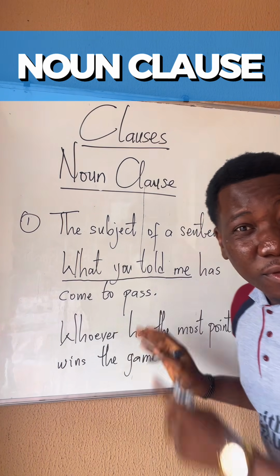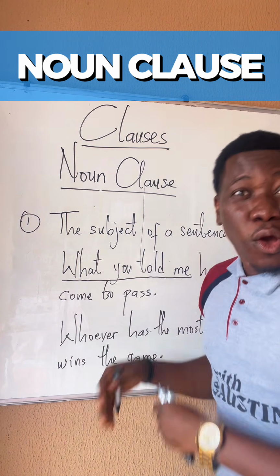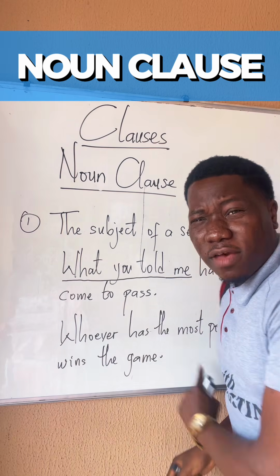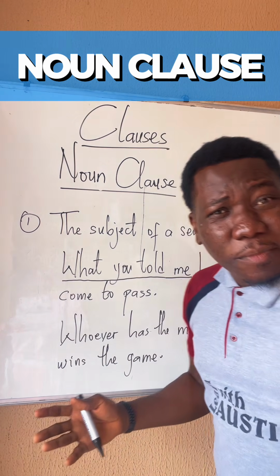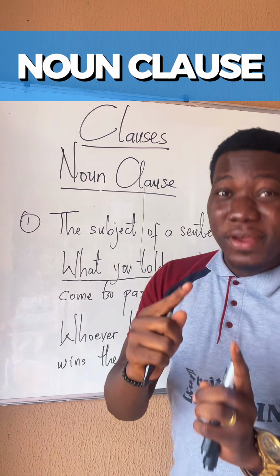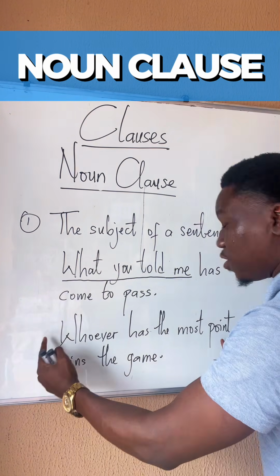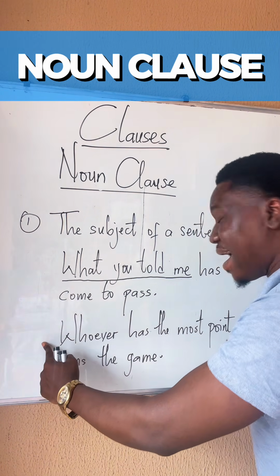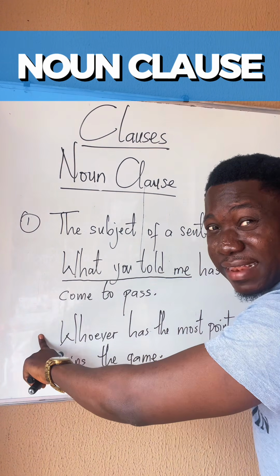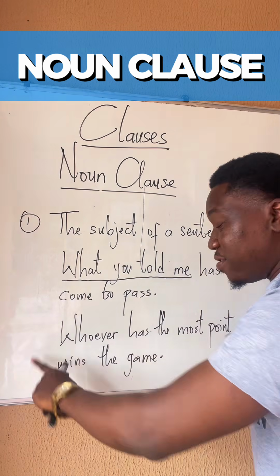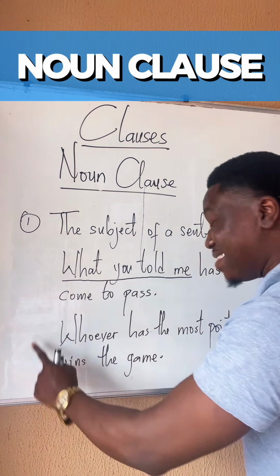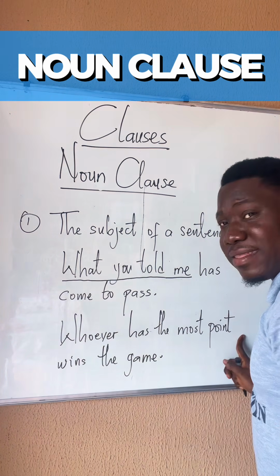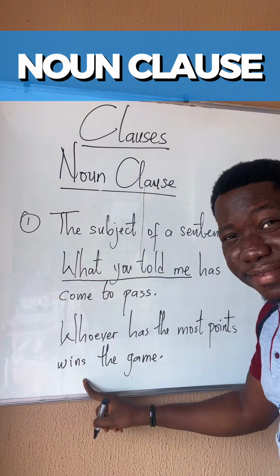Who wins the game? What is the subject of this sentence? Or what is this sentence about? It's about whoever has the most points. What is it about whoever has the most points? That person wins the game. So this is the subject of the sentence: whoever has the most points. This is a noun clause acting as the subject of this sentence. This person wins the game. Whoever has the most points wins the game.